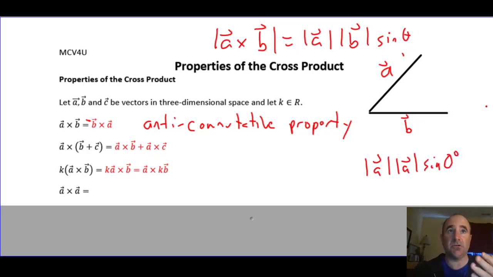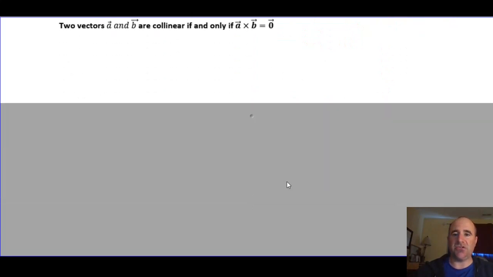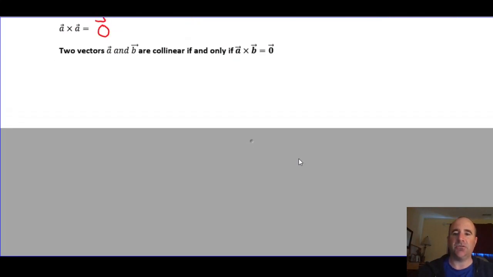The sine of 0 is 0, and so when you cross a vector with itself, you will get the 0 vector. So as soon as the magnitude of the vector is 0, you don't need to worry about its direction. It doesn't have any direction. It's the 0 vector. In fact, we can go quite a bit further than that, and we can say that two vectors A and B are collinear if and only if their cross product gives you the 0 vector. So forget about multiplying or crossing a vector with itself.